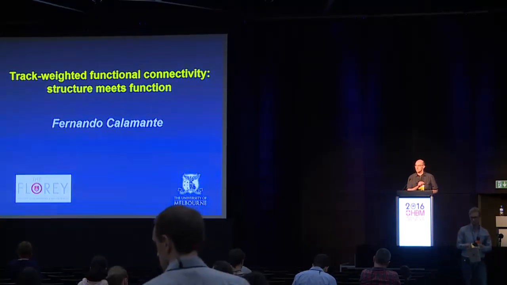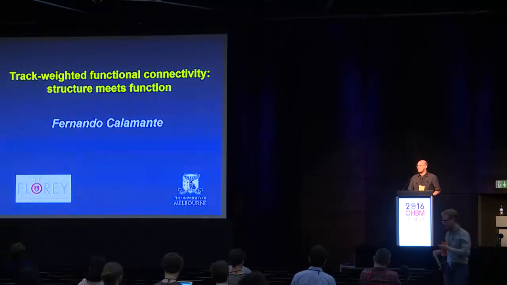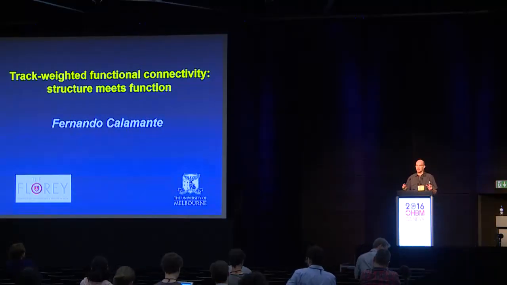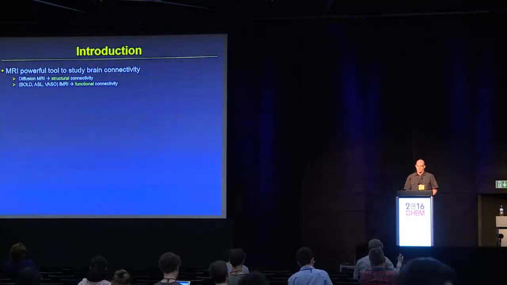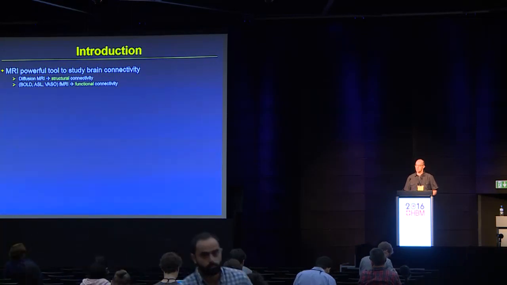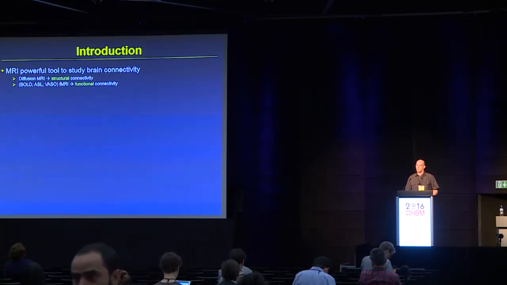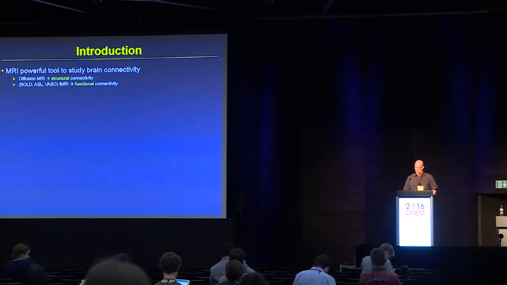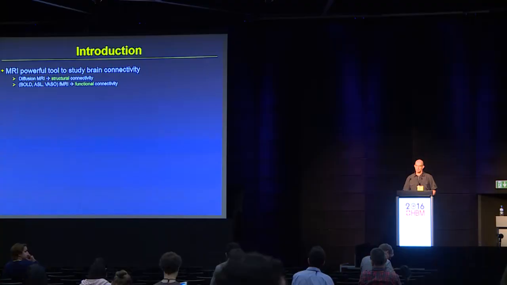Okay, thanks, and thank you for staying till the end. We're going to talk a bit about how we can combine structural and functional information. So we saw that MRI is very powerful for measuring structural connectivity. That's what we saw in many of the talks before. But it's also very powerful to study functional connectivity. There are various fMRI methods that one can use: ASL, BOLD. BOLD by far is more commonly used.